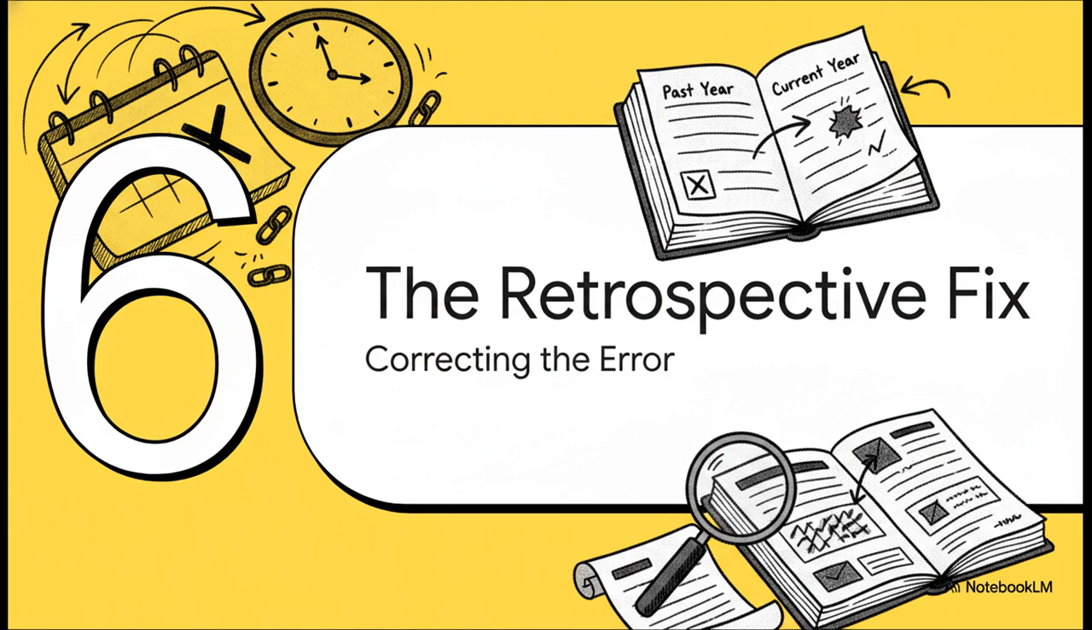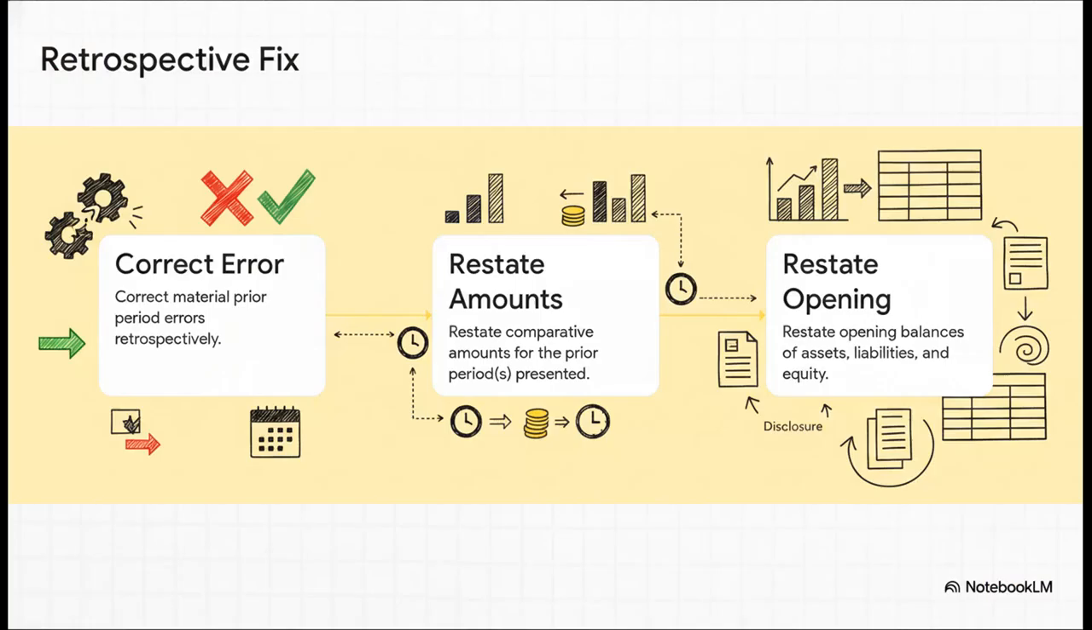Section 6. The retrospective fix, correcting the error. So how do we fix it? Well, you can't just make the change prospectively and walk away. Paragraph 42 of Ind AS 8 demands a strict retrospective application. Company A has to correct this material prior period error retrospectively in the first set of financials approved after they discover it. They've got to restate the comparative amounts for the prior periods.